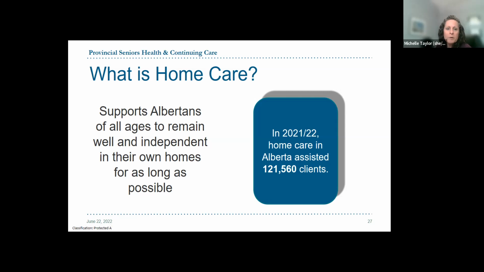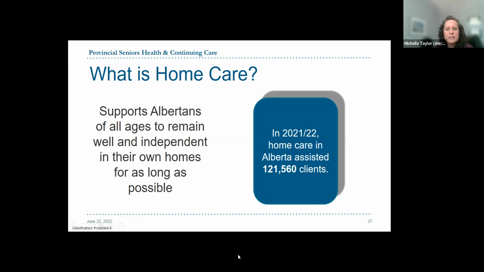So home care provides various supports that help people remain well, safe, and independent in their home or in a congregate living setting in the community for as long as possible. A congregate living setting means a place where several people live together, like a senior's lodge, where residents have their own rooms, but share meals in a dining room.